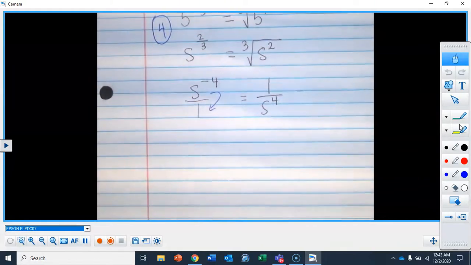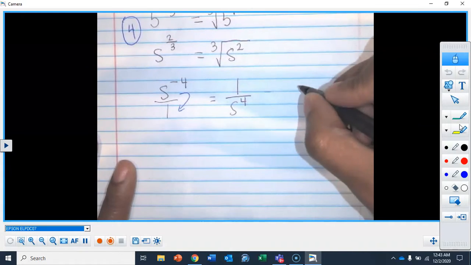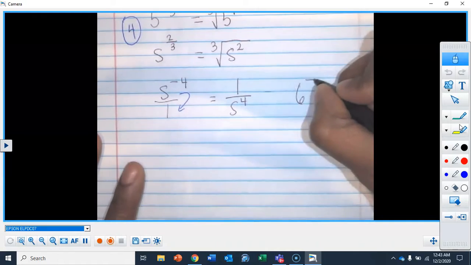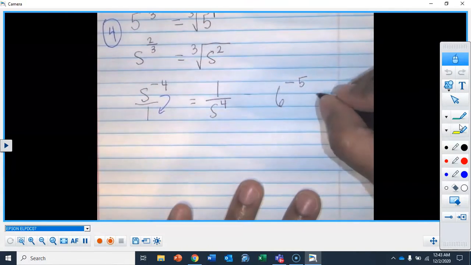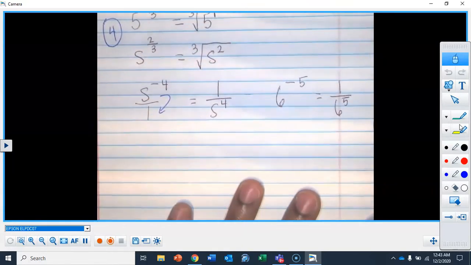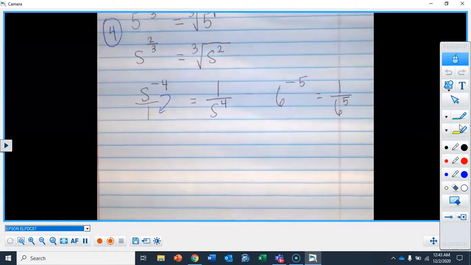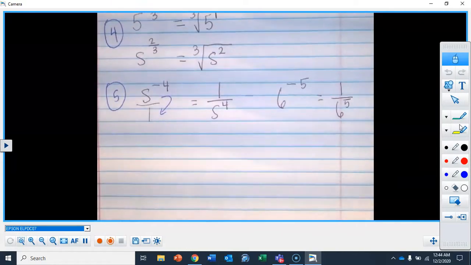So 1/s to the 4th, and then the next one, I'll move it right here side by side. What if I had a number like 6 raised to the -5? So this would become 1/6 to the +5th power. You can plug that in the calculator. It's a very small decimal. Again, this was the negative law of exponents.